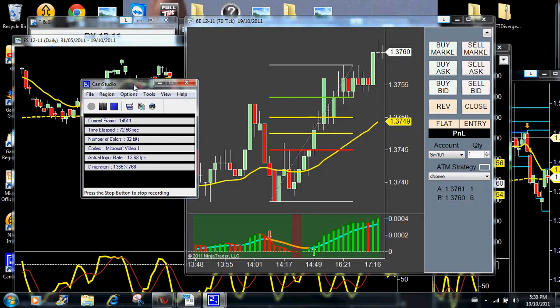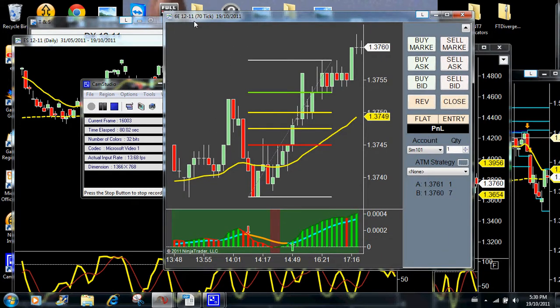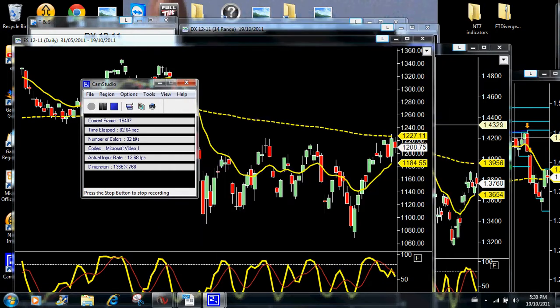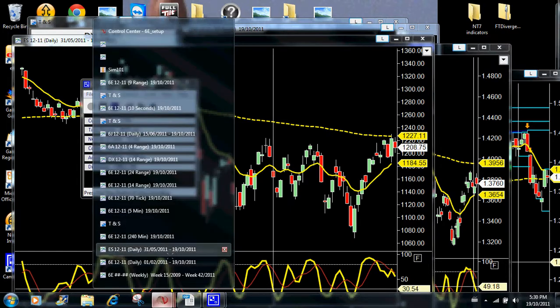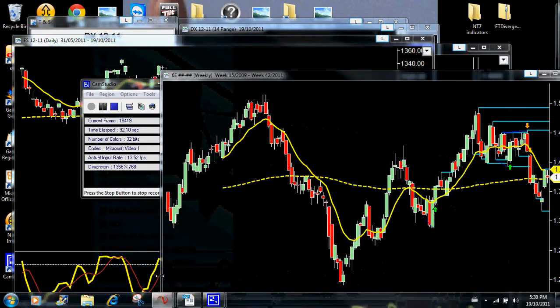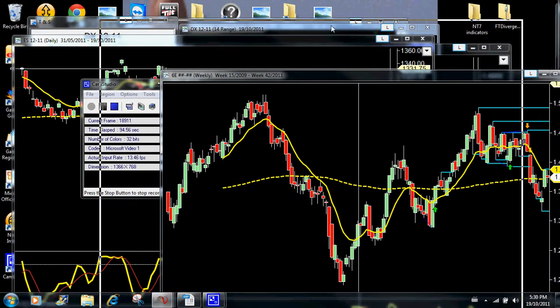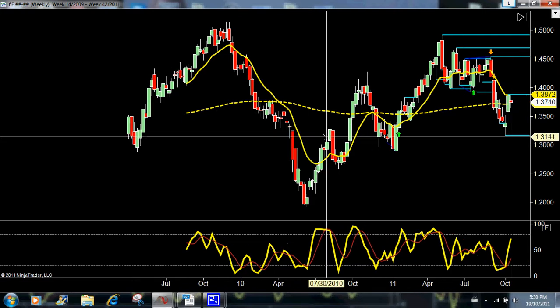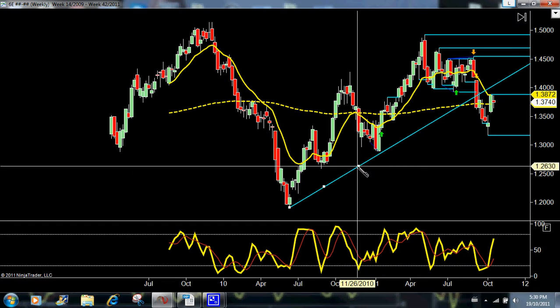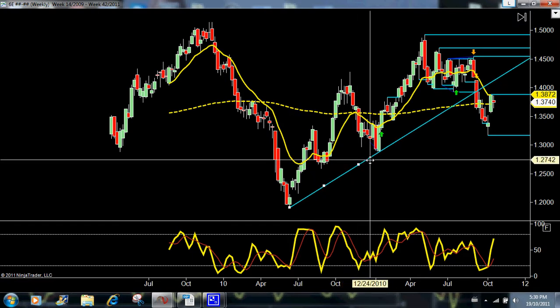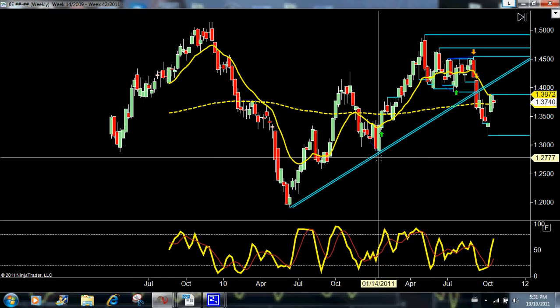So what I'll do is show you what I do using the euro represented by the 6E. This is the euro US dollar, and kind of my main strategy. First thing I want to do is look out as far a time frame as I can. So we start with our weekly chart, and try and draw some trend lines here.